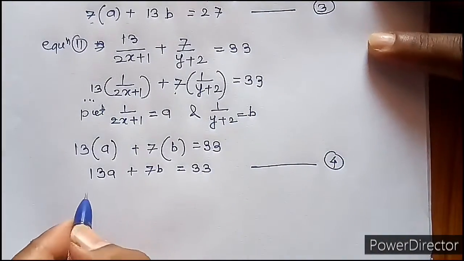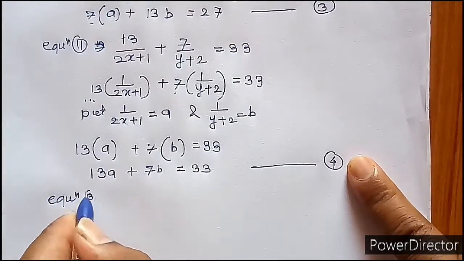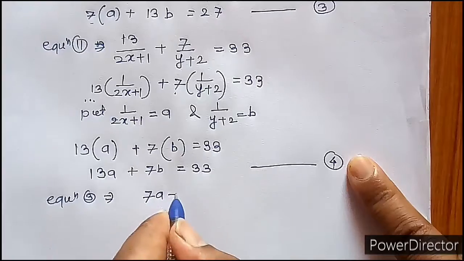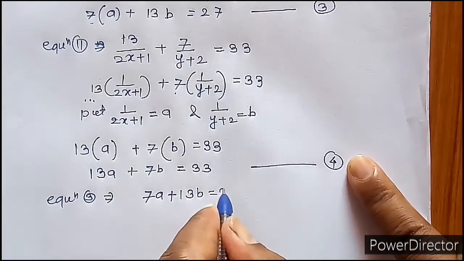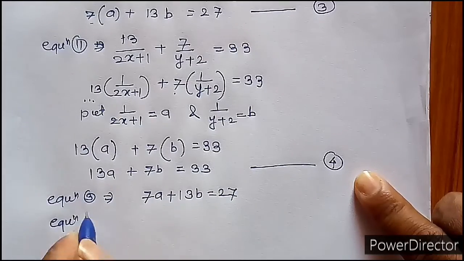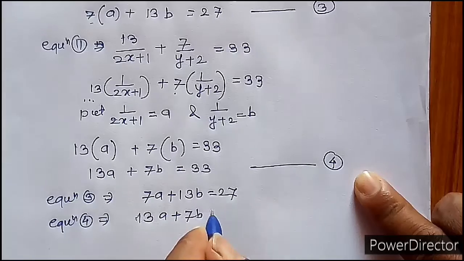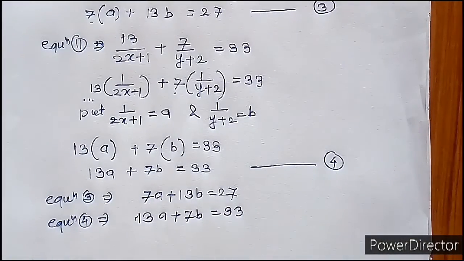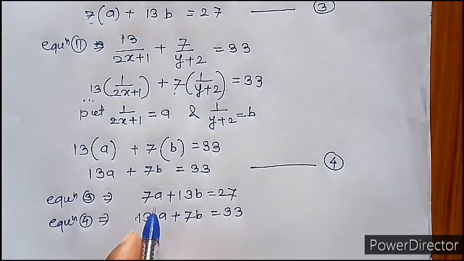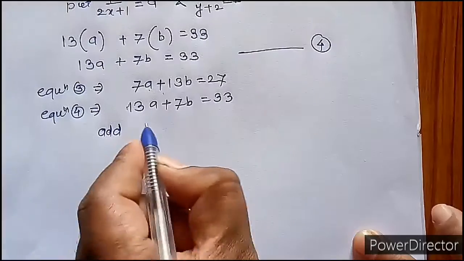We get two equations, that is third equation and fourth equation. Write down here equation 3, that is 7a plus 13b equals to 27, and equation 4, that is 13a plus 7b equals to 33. Now look at here, the equations are formed due to interchange of variables. Such type of questions we have already solved before.